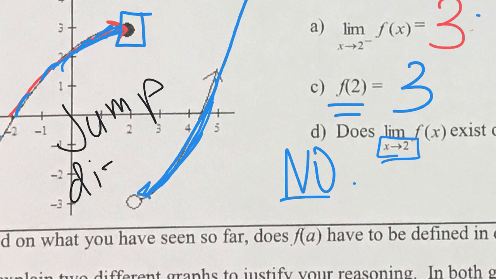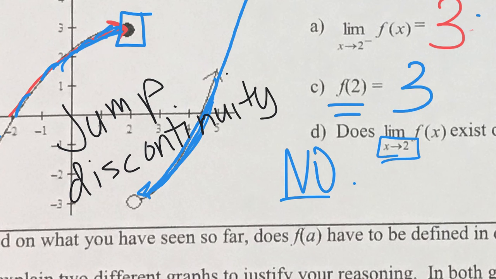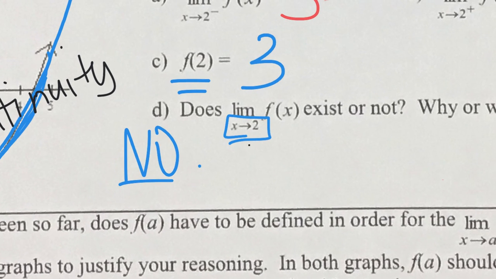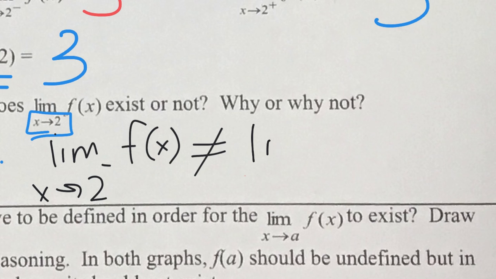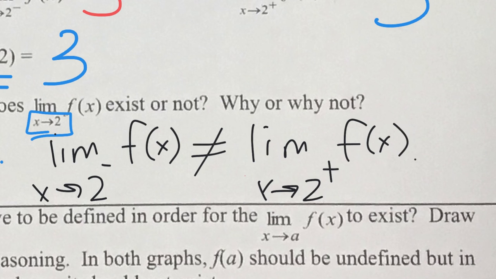Okay, so if we ever have a jump discontinuity, the limit is not going to exist at the point where the y values jump. So we would say that the limit as x approaches 2 from the left does not equal the limit as x approaches 2 from the right. That's all the justification that we need. It is not equal.